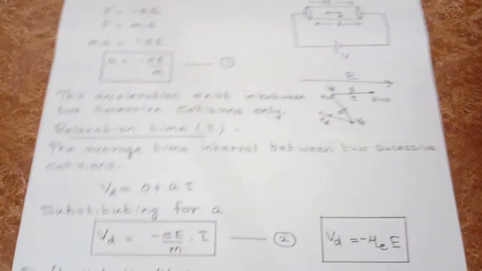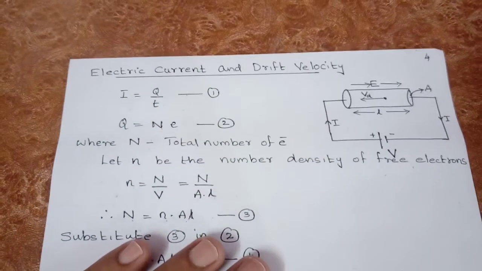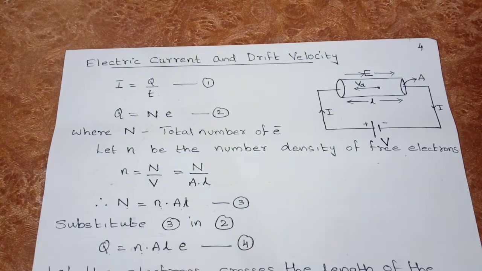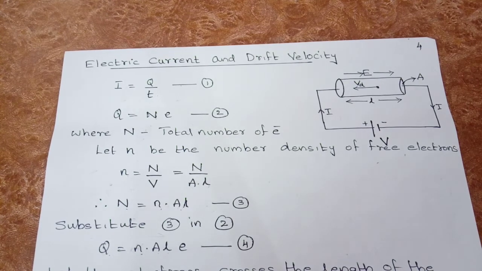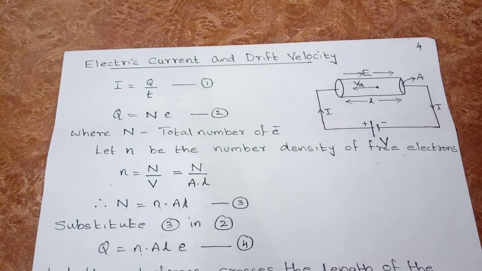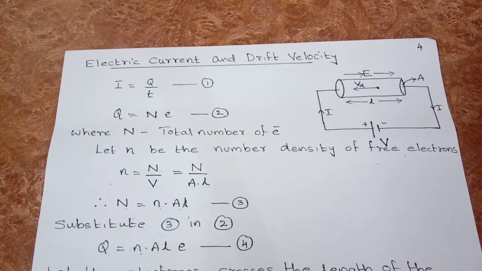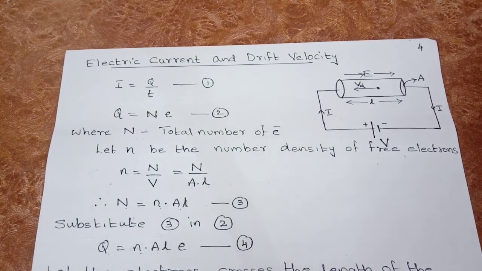Now another thing we have to study is the relation between electric current and drift velocity. When the ends of the conductor are connected to a source of EMF, electrons start drifting against the electric field, towards the positive plate of the battery, and this bulk movement of electrons constitutes a current.